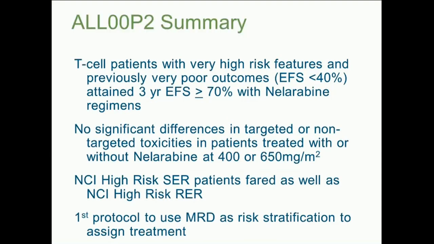So the summary from that: T-cell patients with very high risk features and previously very poor outcomes, EFS less than 40%, attained 3-year EFS greater than 70% with nilarabine. There were no significant differences in targeted or non-targeted toxicity in patients treated with or without nilarabine at 400 or 650 milligrams. We piloted both. And NCI high-risk slow responders fared as well as NCI high-risk rapid responders. This was in contradistinction to what we usually found in our trials, and this was the first protocol to use MRD as a risk stratification to assign treatment.